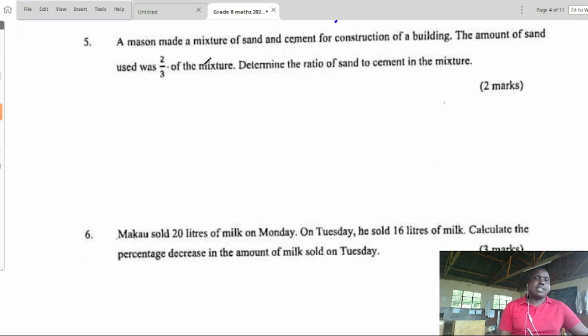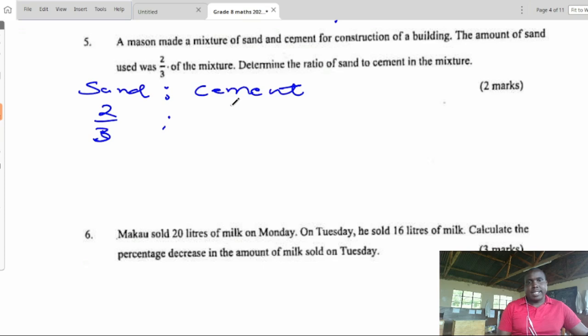So the sand was 2/3 of the mixture. If we write here sand, cement, then sand is 2/3. So the total ratio should be 3. Therefore, cement is 1/3, because that is 3/3 minus 2/3. The answer is 1/3. Now we can get the ratio.